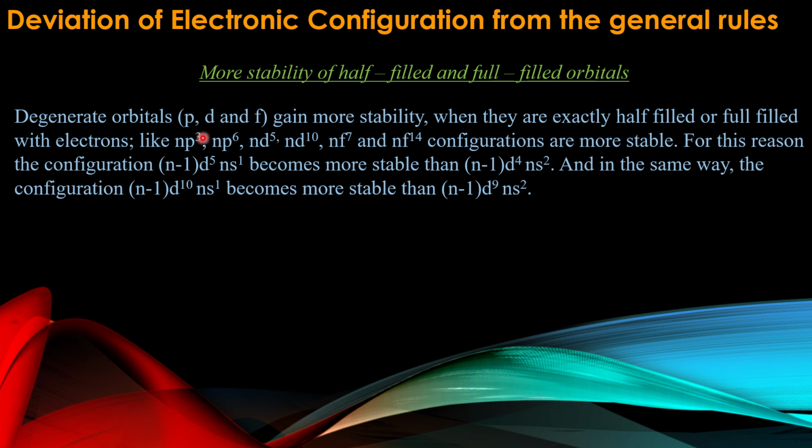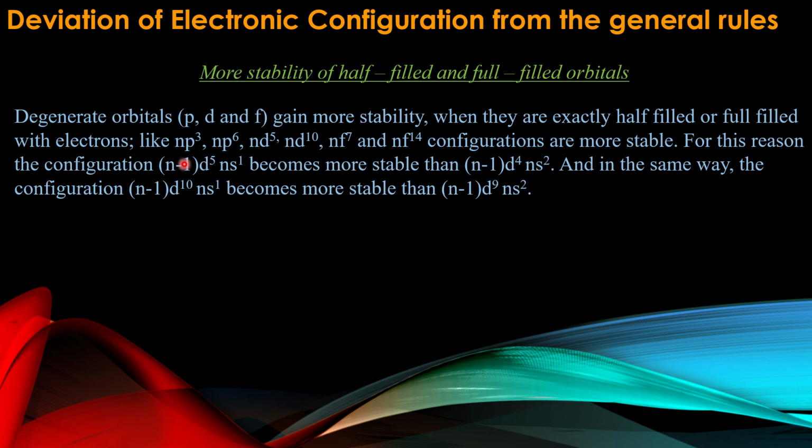Did you understand this? np3 means half-filled p orbital. np6, full-filled p orbital. nd5, half-filled d orbital. nd10, full-filled d orbital. nf7, half-filled f orbital. nf14, full-filled f orbital. These configurations are more stable.